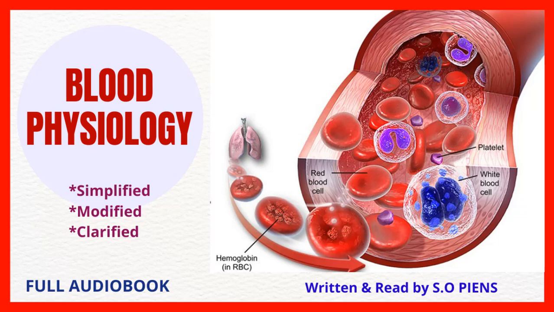Then we can look at the genesis of white blood cells. Now we have two lineages. We have the myelocytic and lymphocytic lineage. The myelocytic lineage gives rise to granulocytes and monocytes, while the lymphocytic lineage gives rise to lymphocytes.